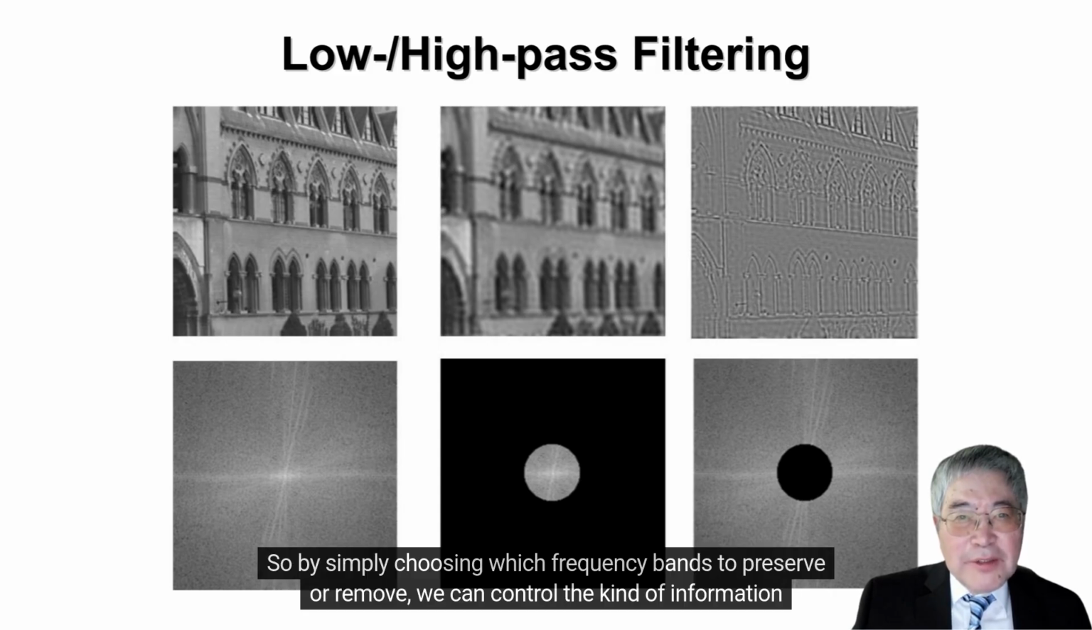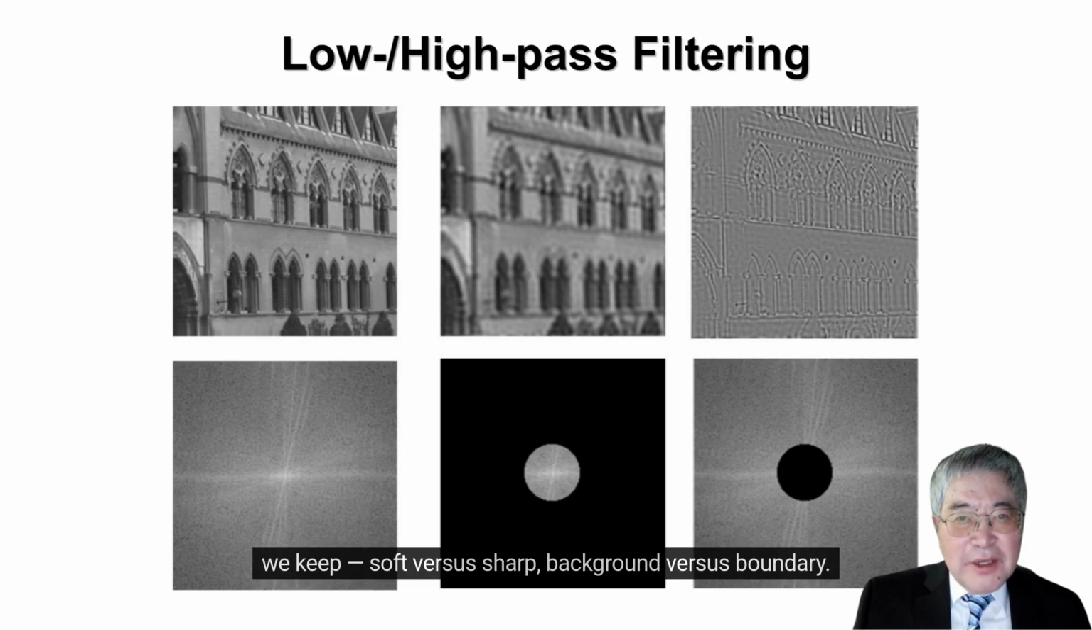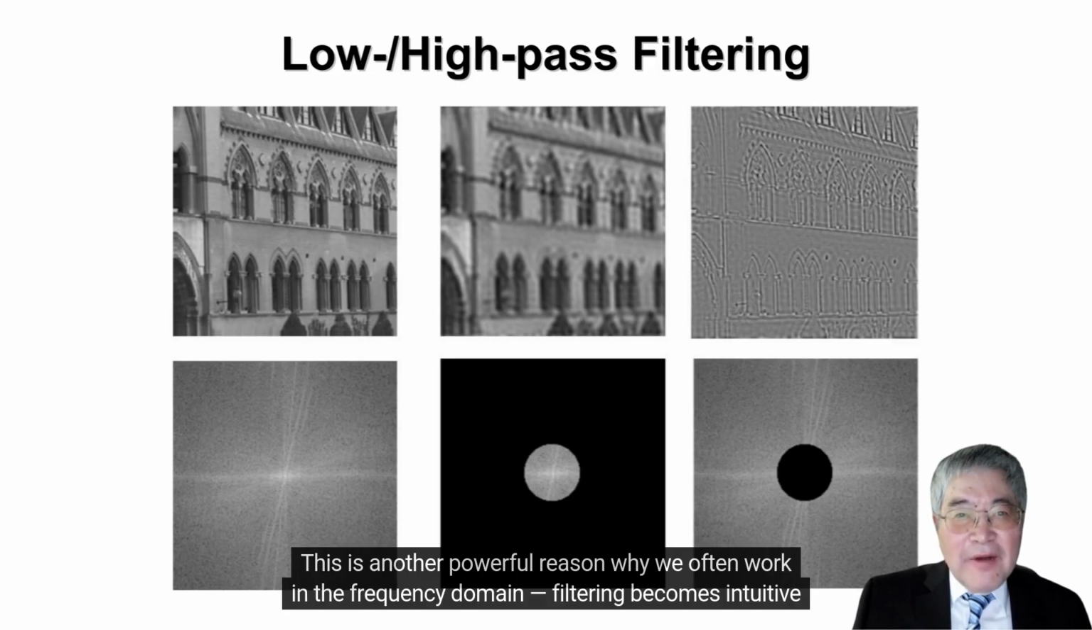So by simply choosing which frequency bands to preserve or remove, we can control the kind of information we keep, soft versus sharp, background versus boundary. This is another powerful reason why we often work in the frequency domain. Filtering becomes intuitive and flexible.